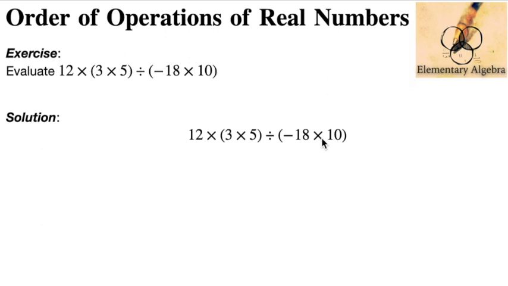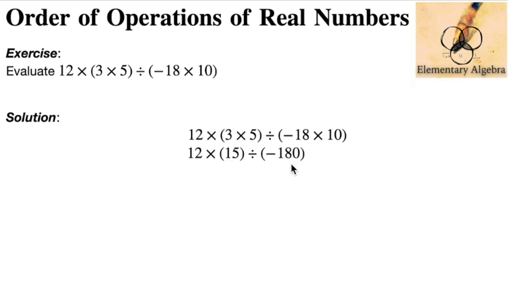So negative 18 times 10 is going to give us negative 180. So that's going to give us like that. Since this is 3 times 5, 15, and negative 18 times 10, so that's negative 180. Okay, so we're done with groupings. Let's go to multiplication and division. So we have 12 times 15 divided by negative 180. But in this term, I still saw this as having a group. So let's do that first.